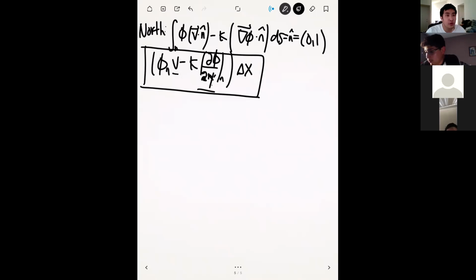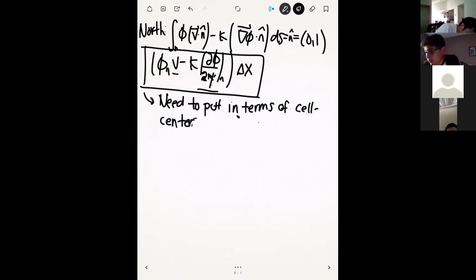Okay, so those are the direct applications of trapezoidal rule on the 4 integrals. But we still have a problem right now, because everything is in terms of the face values, the values on the sides. Remember, when we do finite volumes, we always put things in terms of the cell-centered values. So we need to put these equations in terms of the cell-centered values. To do that, we're going to apply the same kind of linear profile that we did before.